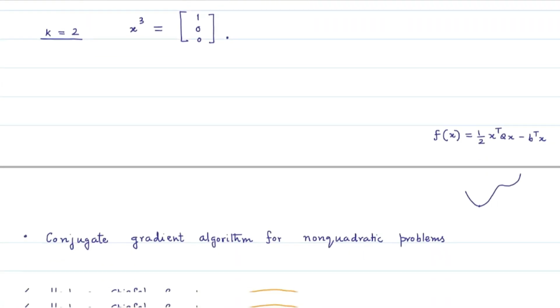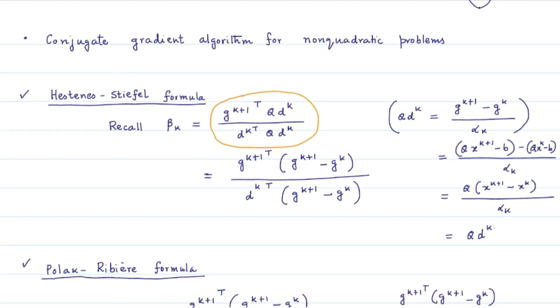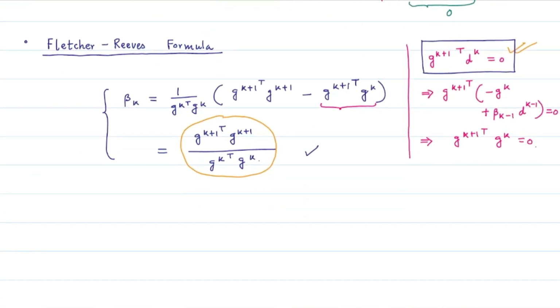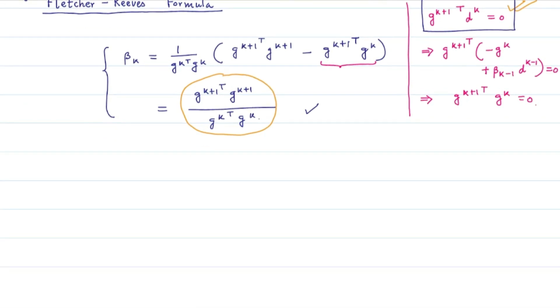Before that, let me mention whether the conjugate gradient method has the descent property. We got to know that the conjugate gradient method is a conjugate direction method, and hence it has a quadratic termination property. But what about the descent property? Is the conjugate gradient method a descent method?